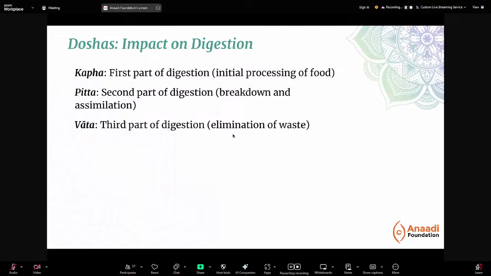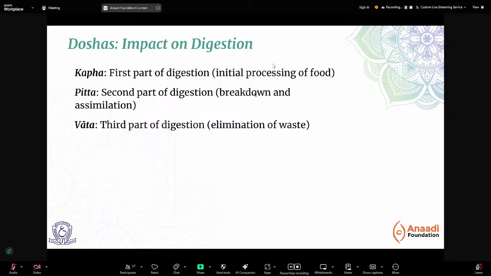Now digestion. When you see the food, for example the moment I say gulab jamun or halwa, you start to salivate. That is an indication of Kapha. Sweet saliva is secreted, which is Kapha. The moment you put the food in the mouth and chew it, the digestion starts at that stage. That is Kapha. After you eat, the food has to be digested. That is Pitta. And the third part of the digestion, where elimination of waste happens and the food you eat is transformed into energy that circulates throughout the body, that is Vata. So you have Kapha, Pitta, and Vata as the different stages of digestion itself.